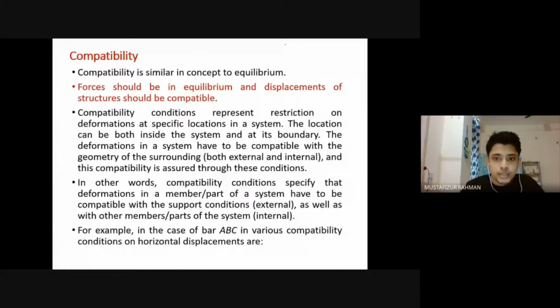Then, what is compatibility and what is the constitutive relationship? These compatibility and constitutive relationships will be required for solving structural systems that are statically indeterminate. In one line, forces should be in equilibrium and the displacement of the structure should be compatible. So I will not go into detail here. We'll come back to it after understanding the concept.